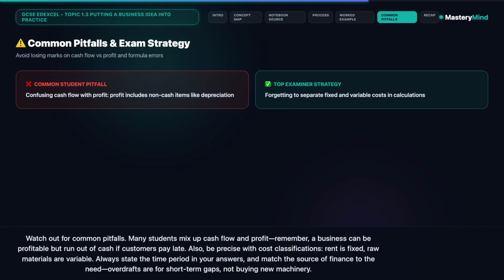Watch out for common pitfalls. Many students mix up cash flow and profit. Remember, a business can be profitable but run out of cash if customers pay late. Also, be precise with cost classifications. Rent is fixed, raw materials are variable. Always state the time period in your answers, and match the source of finance to the need. Overdrafts are for short-term gaps, not buying new machinery.